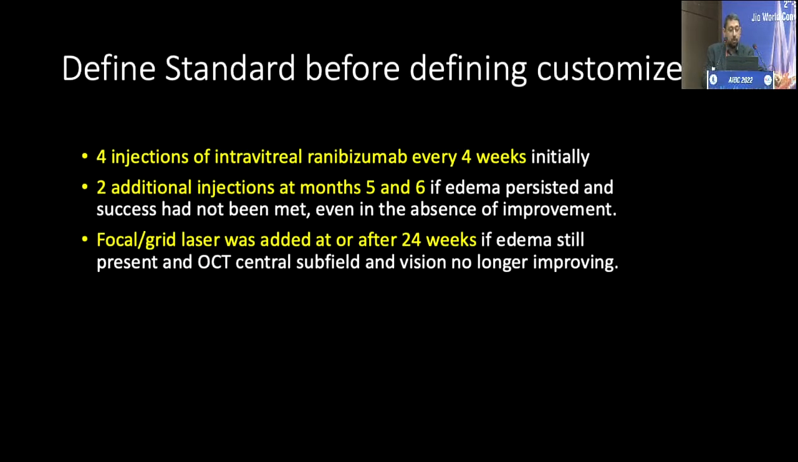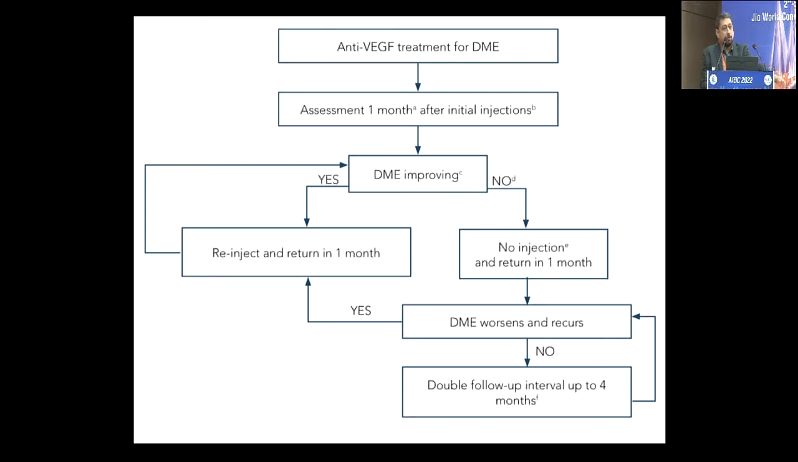Okay, before we define anything, for the sake of this discussion, we have to know what was considered standard treatment. Standard treatment was considered as 4 injections, then a 5th injection and a 6th injection over a period of 6 weeks, and laser at 24 weeks if it didn't work. This was in the studies. We have to keep this aside, but we just have to know what was meant by standard. And this was how treatment was managed.